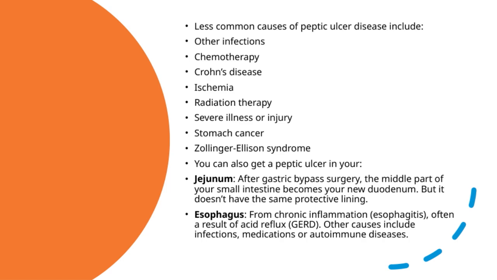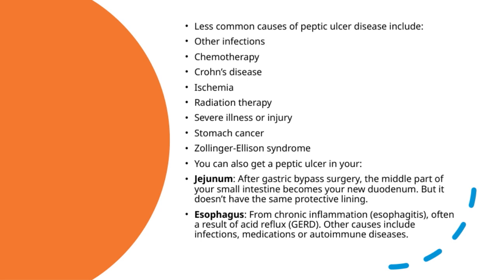pylori. Chemotherapy is another factor, as it can damage the lining of the stomach and intestines. Crohn's disease, which is an inflammatory condition, can also contribute to ulcer formation. Ischemia, or reduced blood flow to the stomach, can cause tissue damage that results in ulcers. Radiation therapy, used in cancer treatment, can also harm the stomach lining, leading to ulcers.